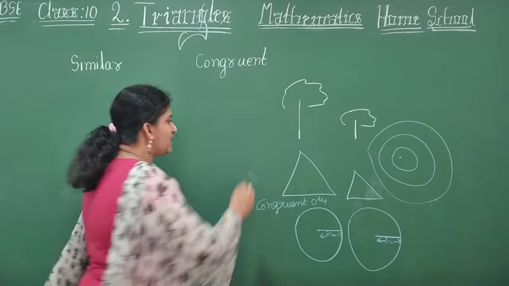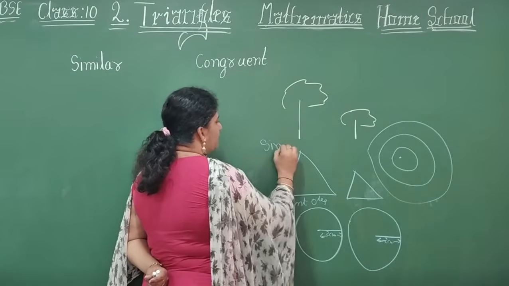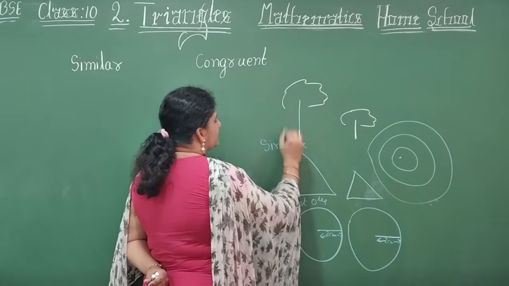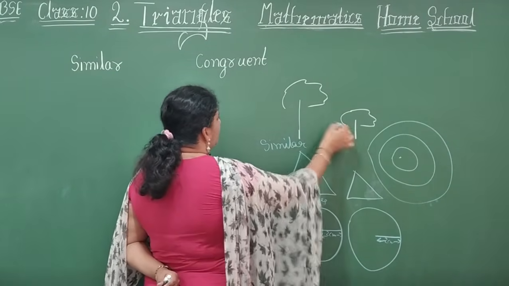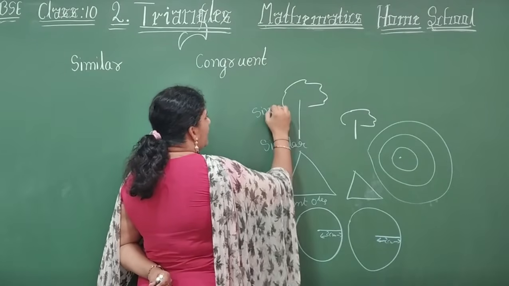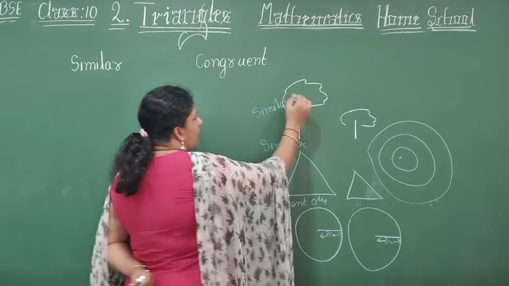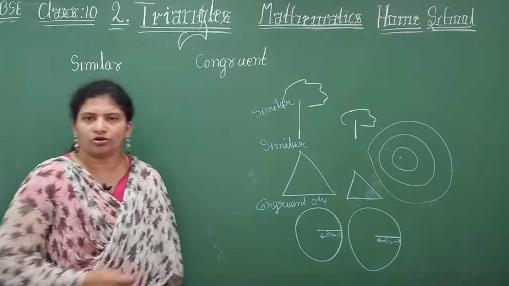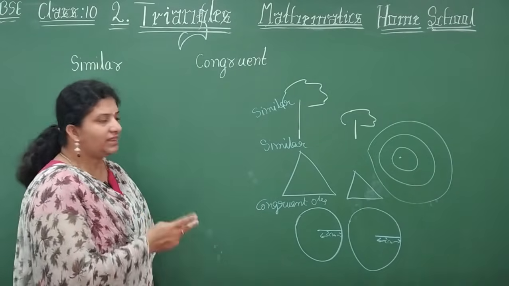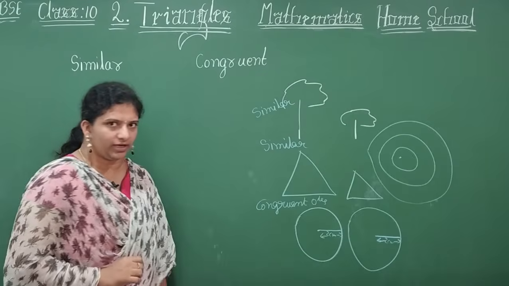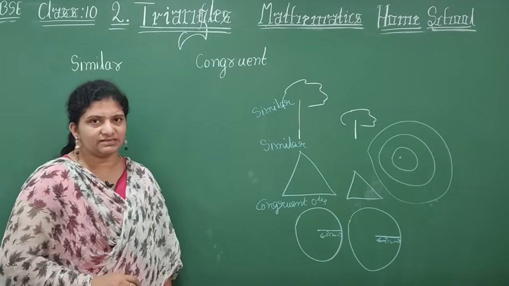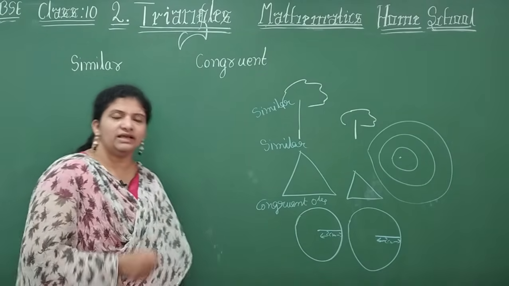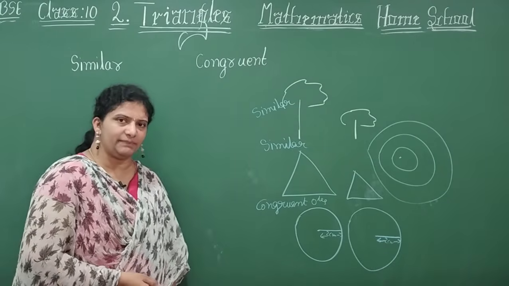What about these two triangles here? These two triangles are similar. I can say yes, they are similar. Then what about these two trees here? They are similar. I don't know whether they are congruent or not, but seeing the size, they are not congruent. They differ in their sizes. Similarly, we can take many examples.